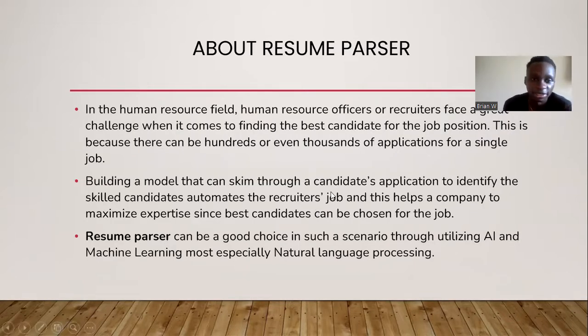This project applies in the human resource field, which deals with recruiting of people for different jobs in different companies. It can be tedious when it comes to recruiting people since many people apply for the same job. There can be hundreds and even thousands of people. So it makes it hard to scan through their resume to identify the best candidate.